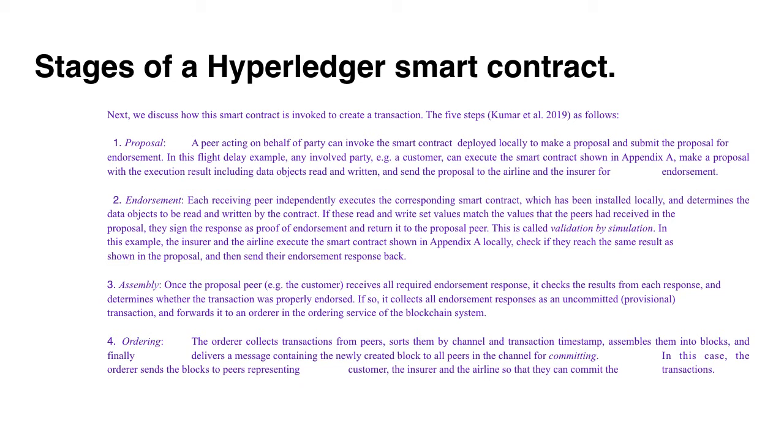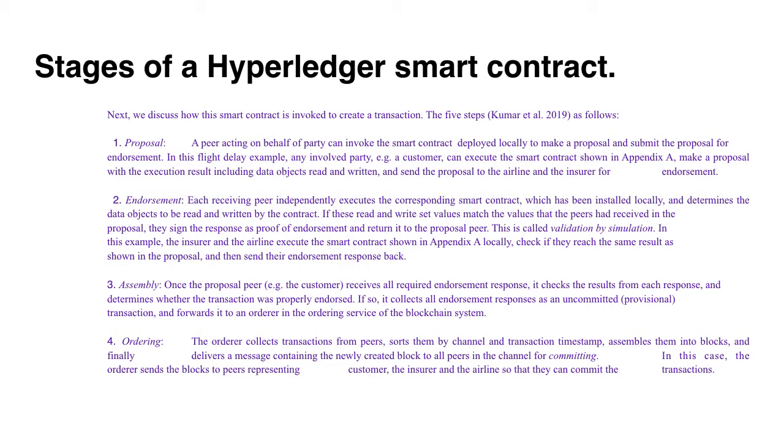So next we discuss how the smart contract is invoked to create a transaction. The five steps are proposal, endorsement, assembly, ordering, and committing. These five steps are conducted in order for a transaction to actually be committed onto a blockchain using the Hyperledger framework. Now let's look at what each of these do.